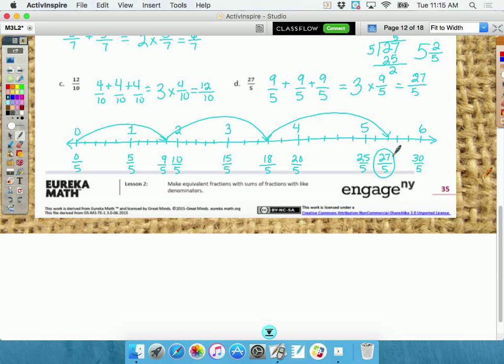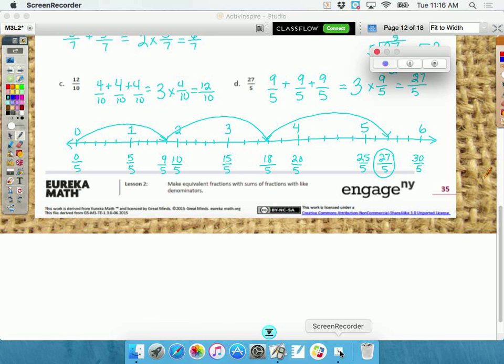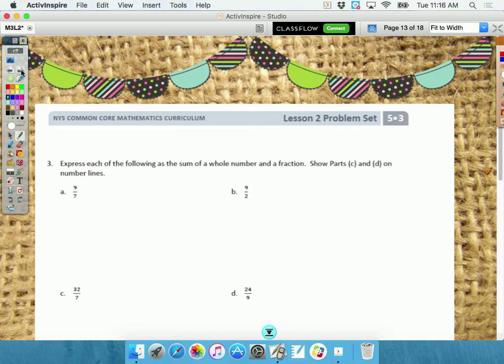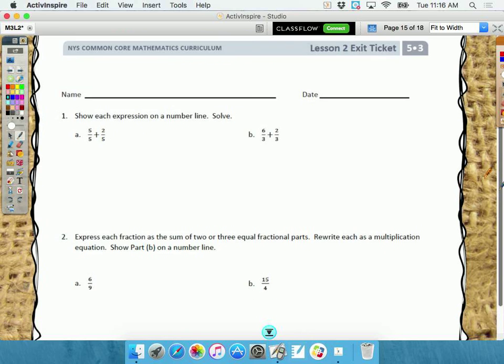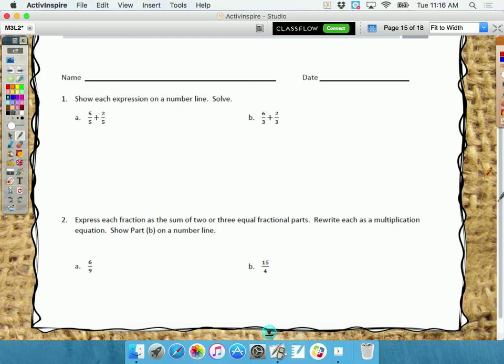Now, remember when we did this problem, we got 5 and 2/5 for an answer? If I look at this number line, here's 5. How many fifths over is it? Just 2. So 5 and 2/5 is the way to say that using mixed numbers. You don't have to do mixed numbers on your exit ticket today, okay? All right, so let's take a look at the exit ticket. I'm going to go ahead and turn the page till we get to it. It's on the back of your problem set, so go ahead and turn it over.